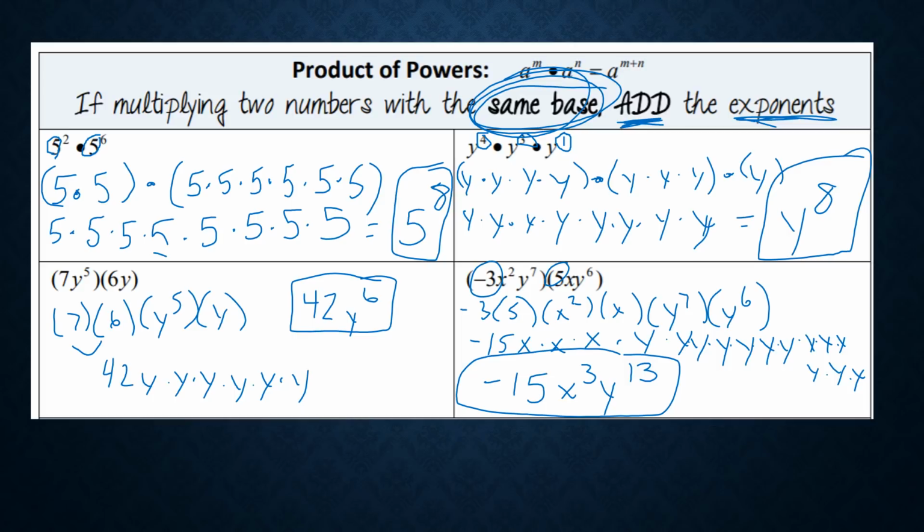Now if we count, 1, 2, 3, well then that adds up to 13. 1, 2, 3, 4, 5, 6, 7, 8, 9, 10, 11, 12, 13. Go back and look at our exponents. So our x's, we had a 2 plus 1, which is 3, and then 7 plus 6, which is 13. So that is your product of powers.